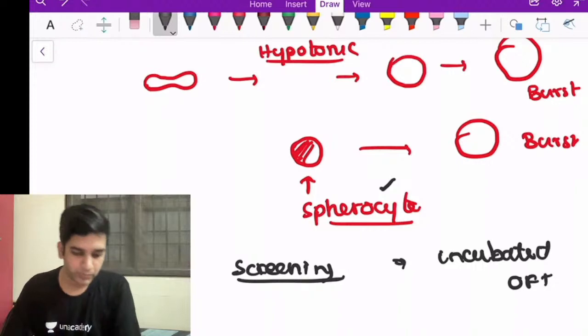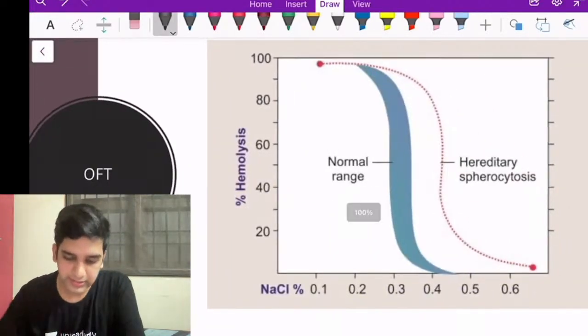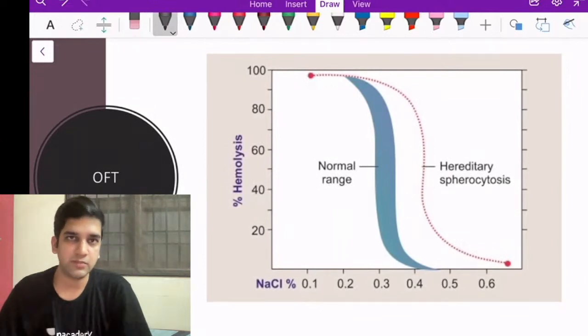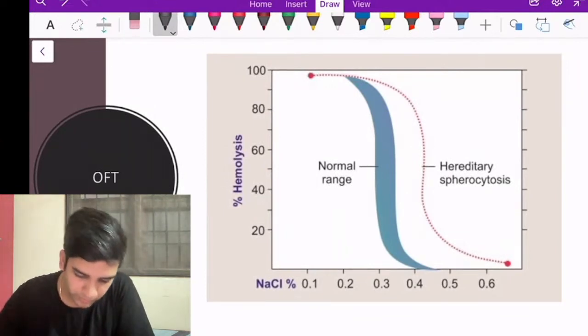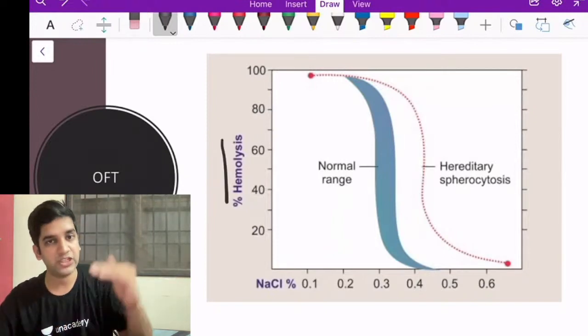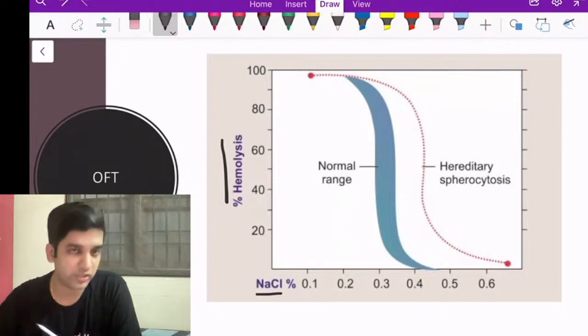So as I said, it will be 10 tubes and I'm going to replicate it 10 times. I'll plot a graph. And look at the graph. This is how the graph of the osmotic fragility test will look. This is from a book called Dacie and Lewis, the standard book for all laboratory procedures. Fine. Look at this. In the y-axis, I have percentage of hemolysis. In the x-axis, I have my amount of hypotonic saline.